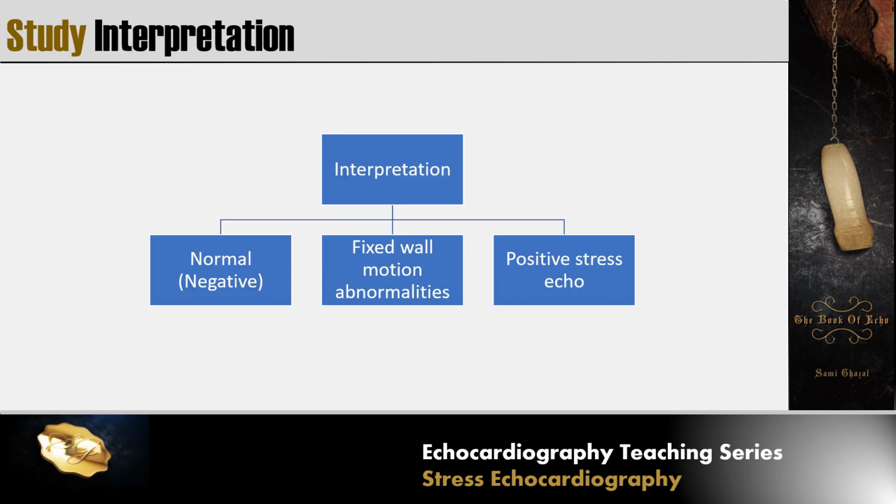For stress interpretation, a normal stress is defined as normal LV wall motion at rest and peak exercise. So no wall motion abnormalities during or at peak exercise. Even the LV should be hyperdynamic. For the fixed wall motion, you have wall motion abnormalities at rest with not much change during or at peak exercise.